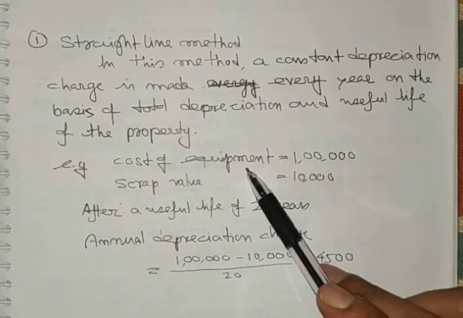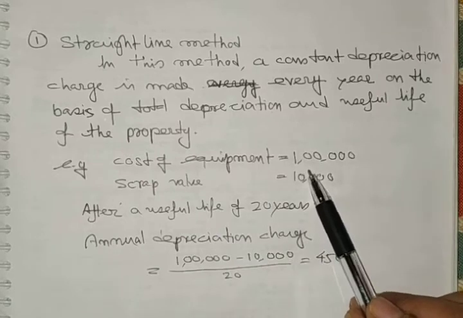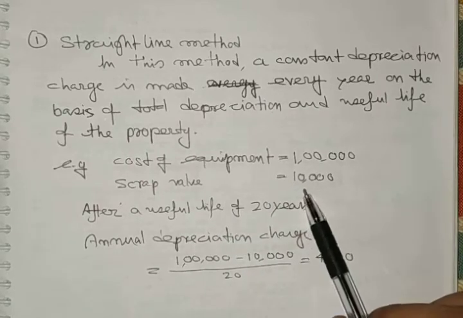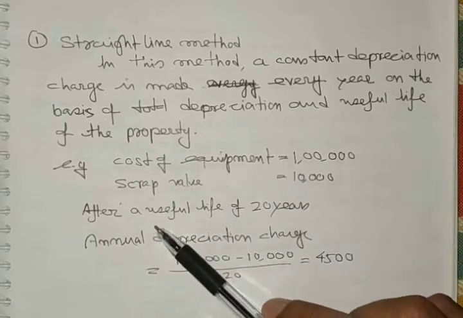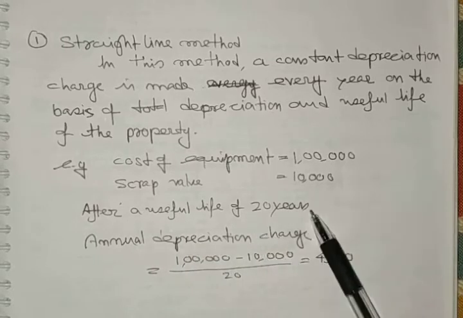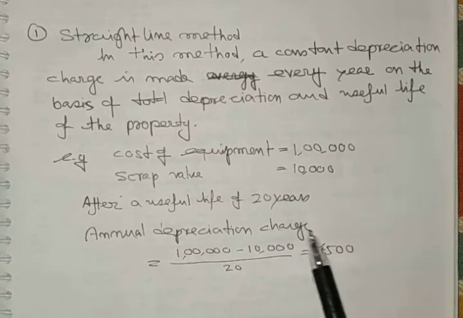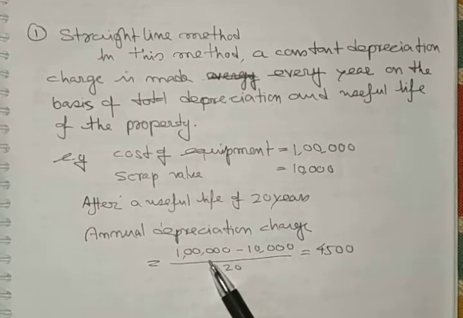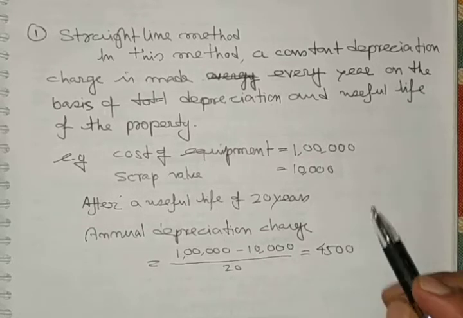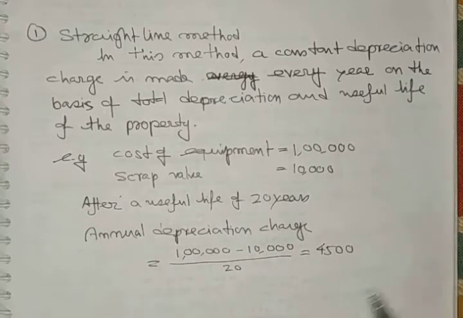Suppose the initial cost of the equipment is 1 lakh, the scrap value is 10,000, and the useful life is 20 years. The annual depreciation will be 1 lakh minus 10,000, that is the scrap value, divided by the useful life, that is 20, which is equal to 4,500.